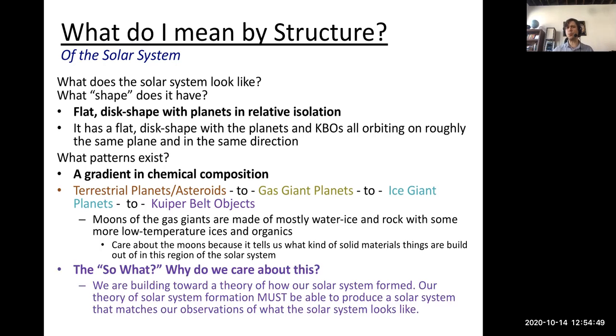And the big thing, so why do we care about this? Why are we going to look at the structure of the solar system? What is the so what, as one of my favorite teachers of all time would say? What is the point of caring about this?